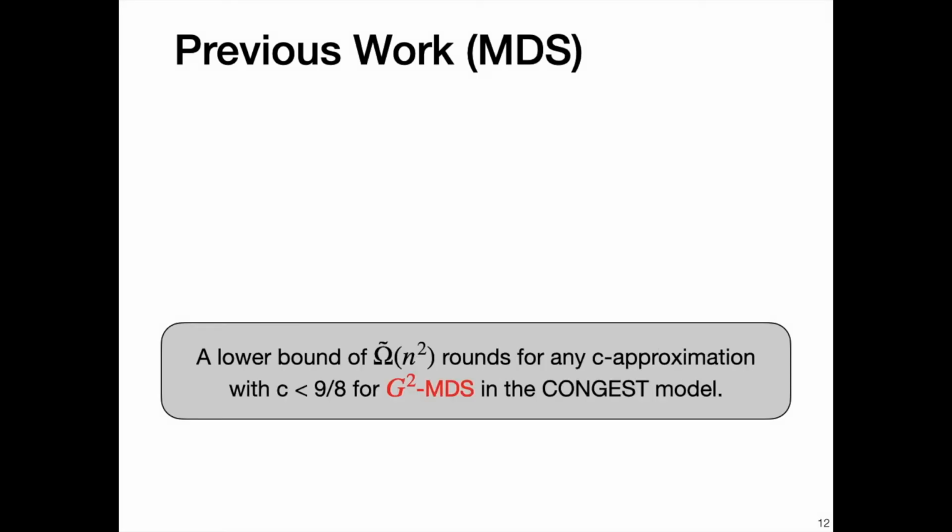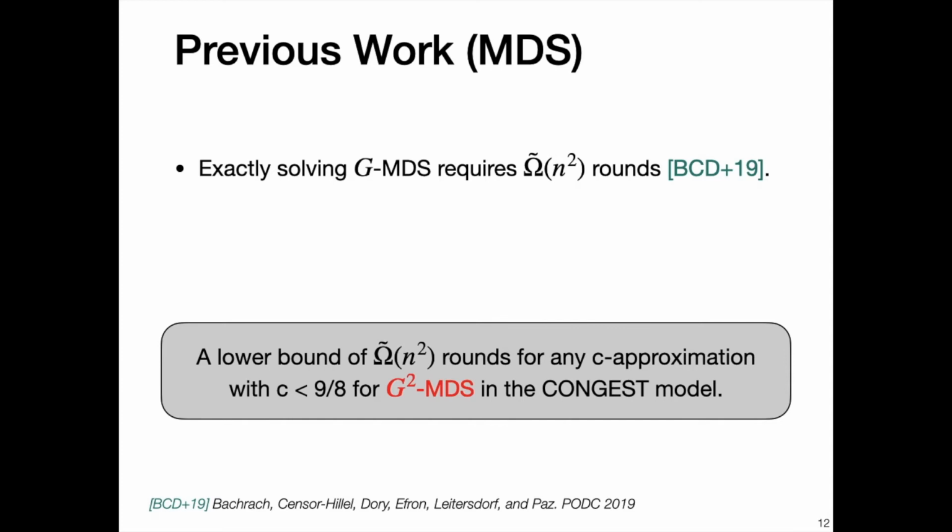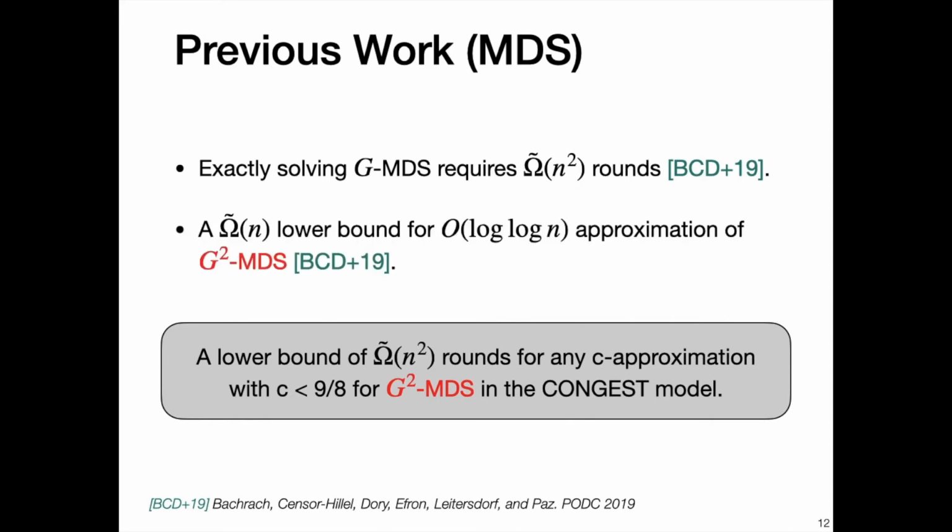As far as MDS goes, Bachrach et al. showed that an exact solution for GMDS also requires n squared rounds, and no lower bound is known for approximation. But for G squared MDS, the same paper showed a linear lower bound for log n approximation. But you cannot compare a linear lower bound to a quadratic lower bound. We show a quadratic lower bound for constant approximation, which we can compare with the exact lower bound for GMDS.